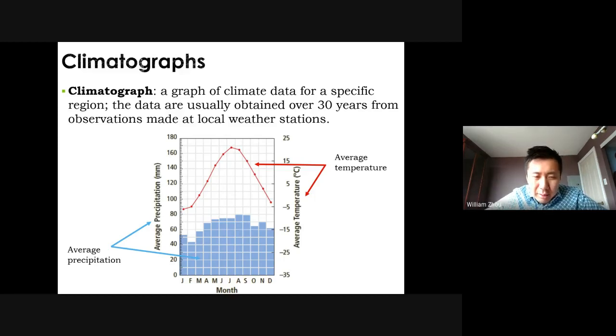And on the right side, you have temperature in degrees Celsius. That's the red curve above, and it tells you the average temperature of every single month. So that's how you read a climatograph. Different biomes have their own signature climatograph, and we're going to learn 8 different biomes.